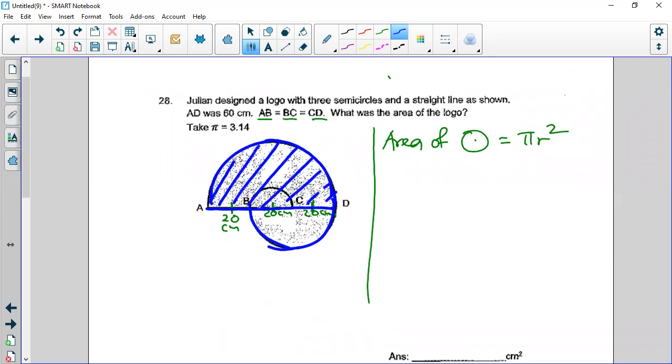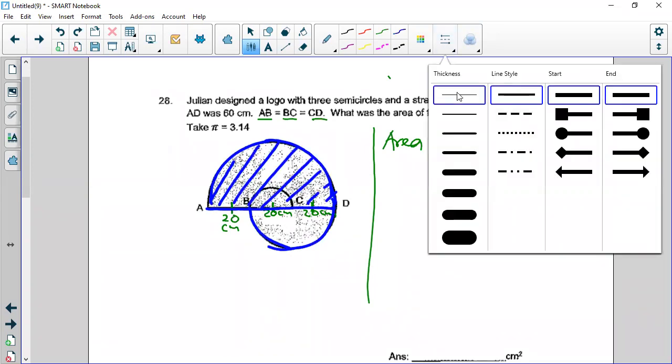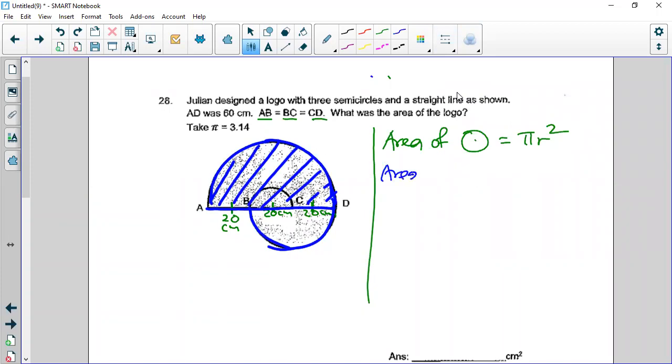Now, to find the area of a semicircle, very simple. Area of semicircle, which I will draw like that, just put the half in front. Half times the formula, pi r square. What is pi r square? Pi is given to you. The exam paper will let you know what pi is, which is 3.14.